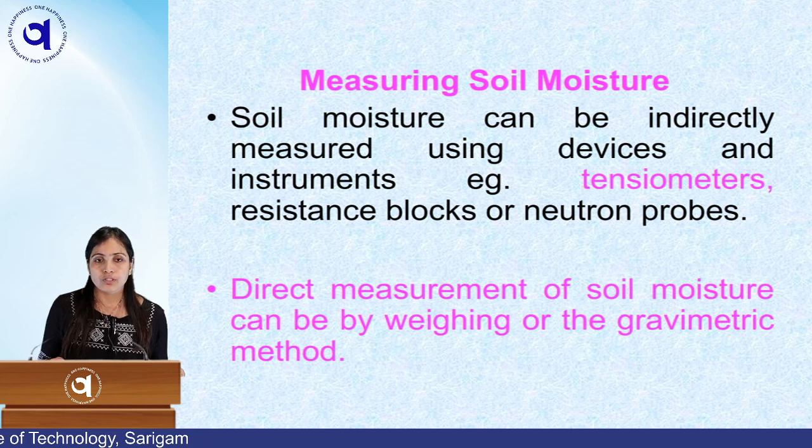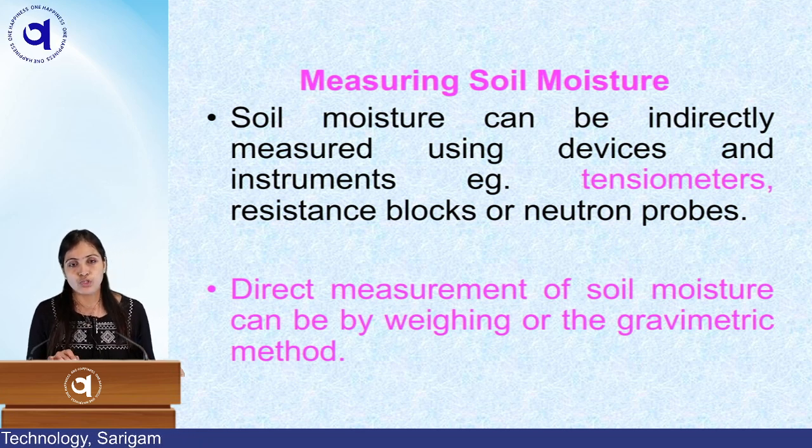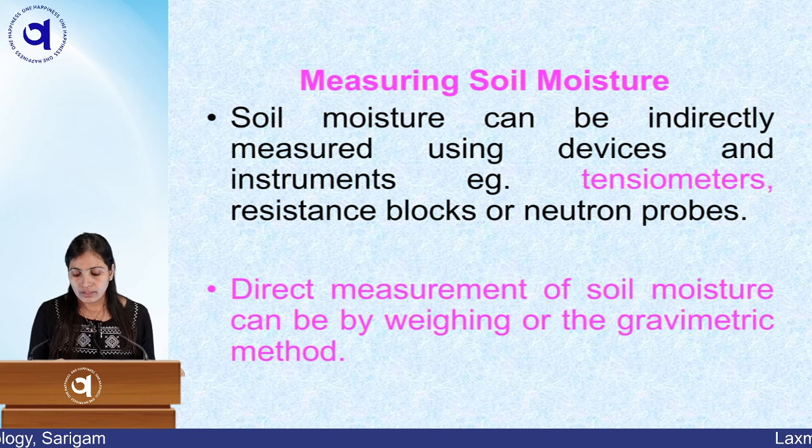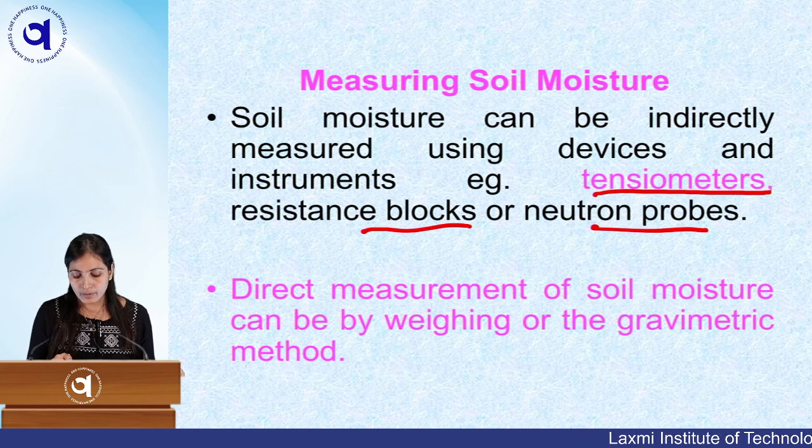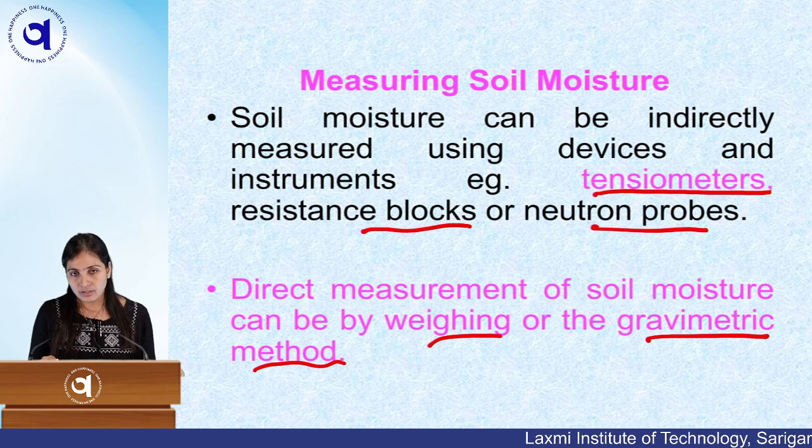Measuring soil moisture. We have some instruments with which we can measure the moisture. It can be measured indirectly by a device or instrument, for example a tensiometer, resistance block or nutrient probes. Direct measurement of soil moisture can be done by weighing, the gravimetric method. So the tensiometer is the indirect method, and the direct method is by weighing the soil.